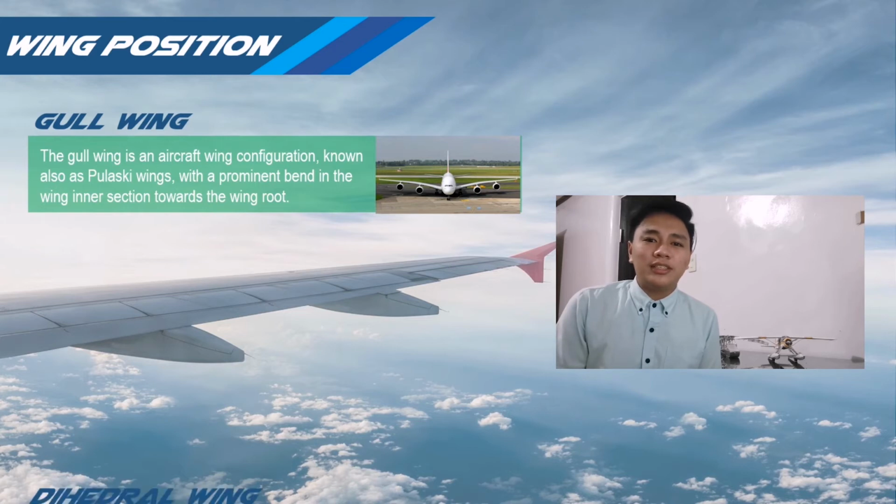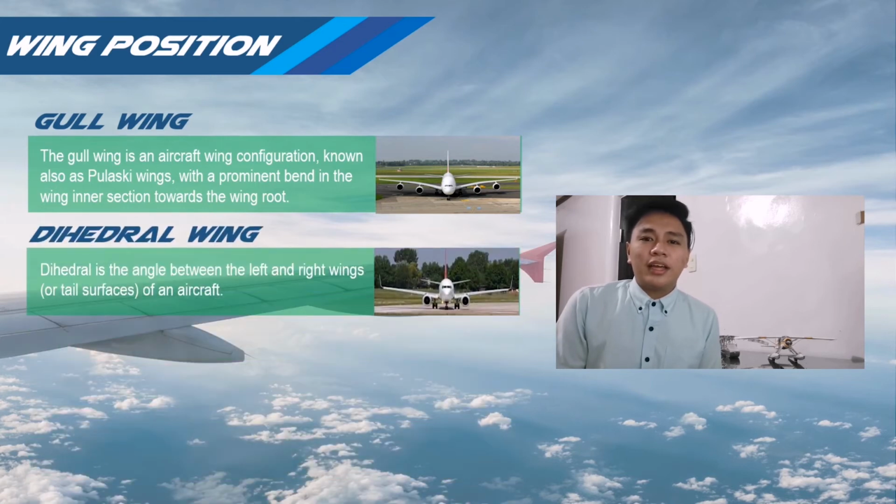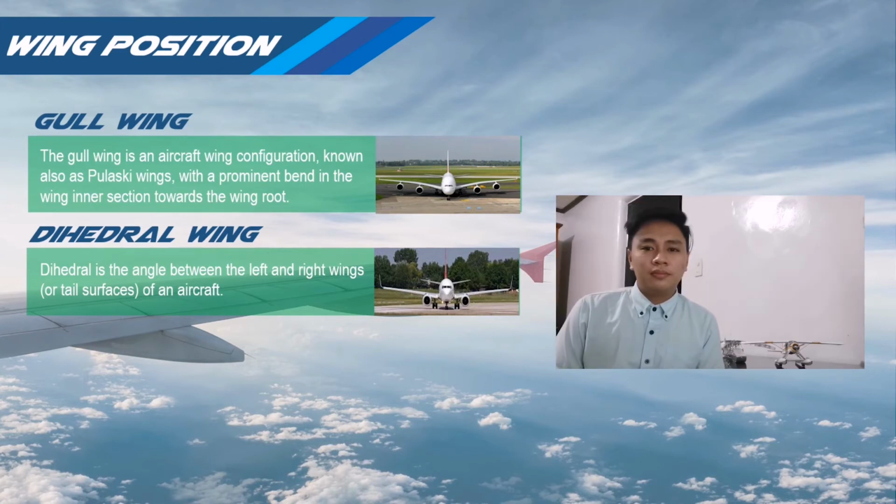The next wing position is the dihedral wing. In the dihedral wing, the wing tip is higher than the wing root. Having a dihedral wing can help you achieve more lateral stability, but remember, too much lateral stability can cause your aircraft to do a Dutch roll.